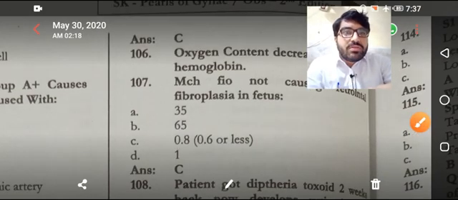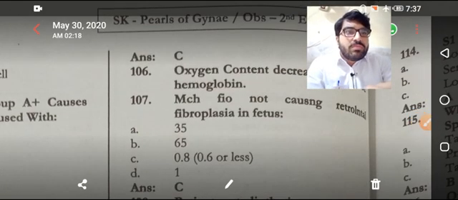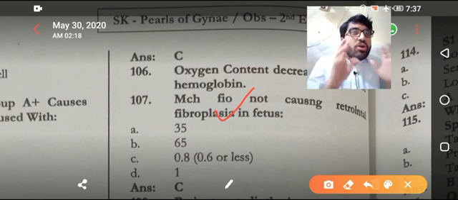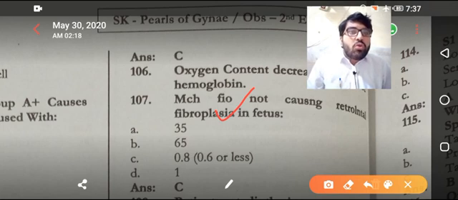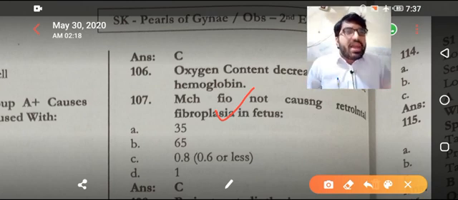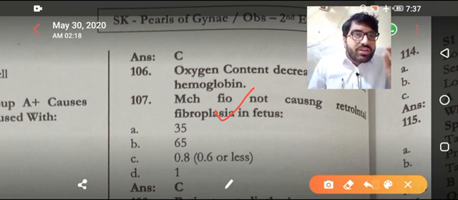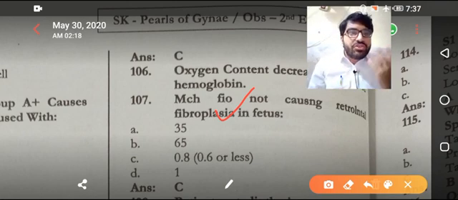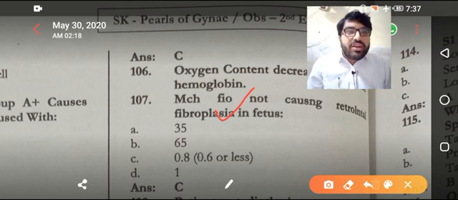Now coming toward another, this is FiO2, and I have made another video on the concept of FiO2. So which FiO2 does not cause retrolental fibroplasia in fetus? Now this actually occurs in premature infants, when you give very high oxygen. Oxygen causes angiogenesis. So if you give very high oxygen, that causes blindness.